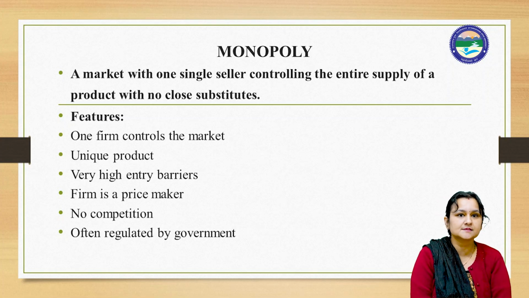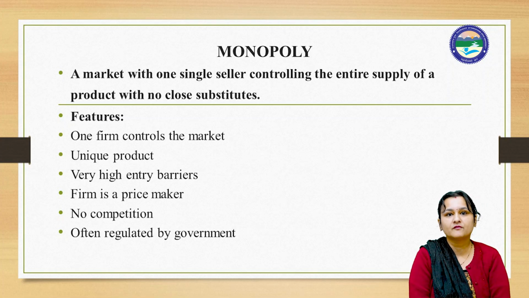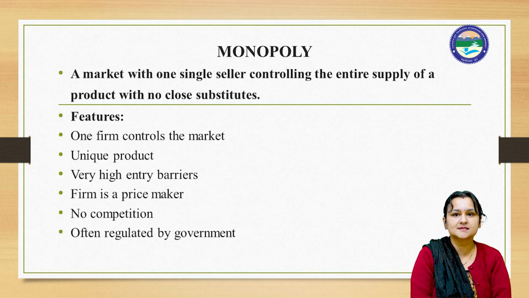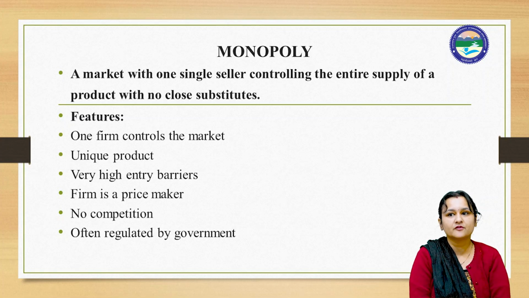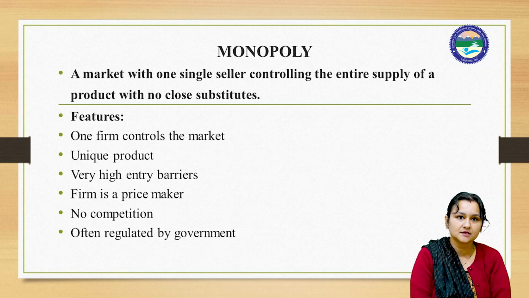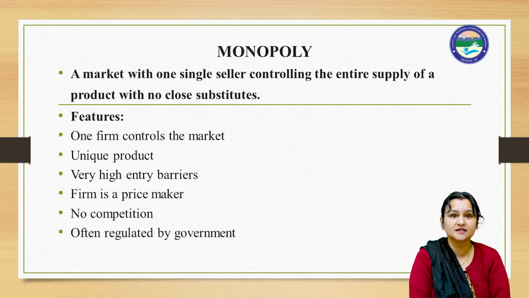So the features of monopoly are: one firm controls the market because there is only one single seller, and a single company supplies the entire market, and the product is unique. The product has no close substitutes available, which makes it very unique from all. And there are very high entry barriers. It means new firms cannot easily enter due to legal, financial, and even technical obstacles, so it is not easy to enter the market.